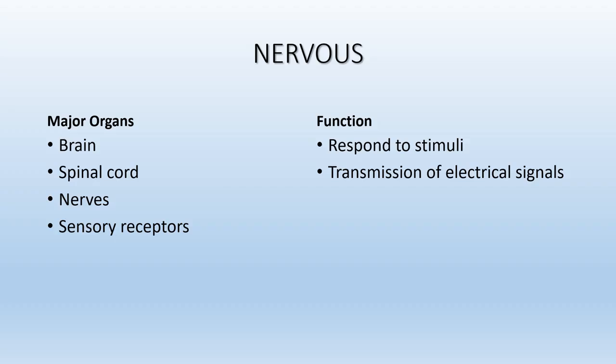The nervous system is going to be composed of the brain, the spinal cord, and all of your peripheral nerves. These are all the nerves that extend out from the brain and from the spinal cord and extend throughout the body. It also includes the sensory receptors, which help you to pick up various stimuli. One of the main functions is responding to those stimuli, whether it's cold temperature, pain, whatever it may be, and then the transmission of these electrical signals, sending them via the nerves to the brain or the spinal cord and then back.